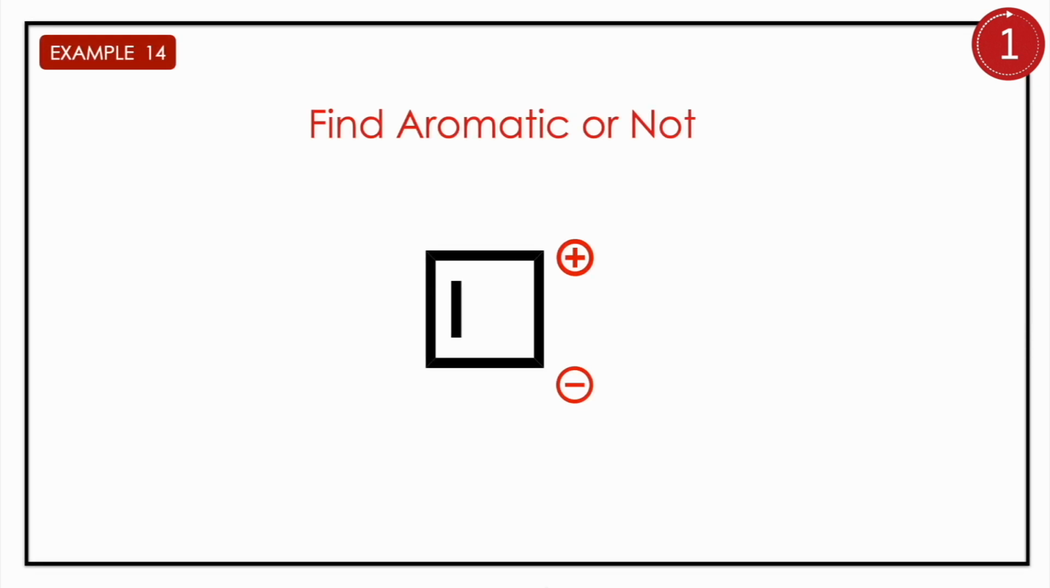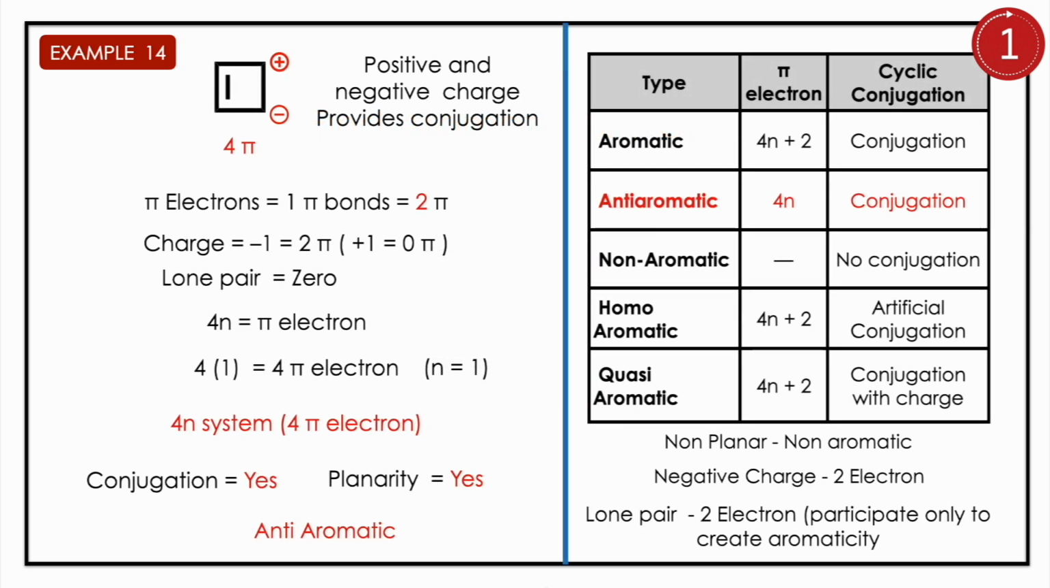Then the next example. Here you have cyclobutene with cation and anion. You should find whether the compound is aromatic or not. Here you have an interesting case, cation and anion in the same system. Both cation and anion contribute to the delocalization and assist the delocalization. So conjugation and delocalization are not an issue.